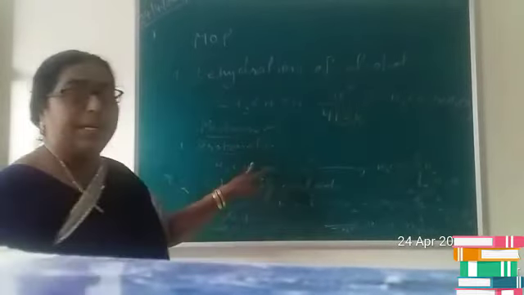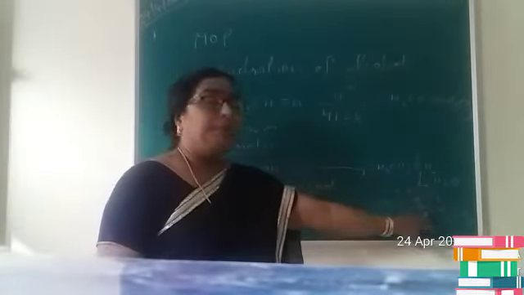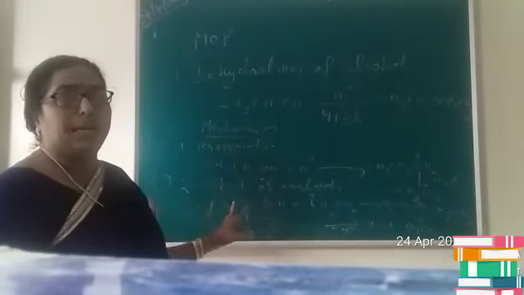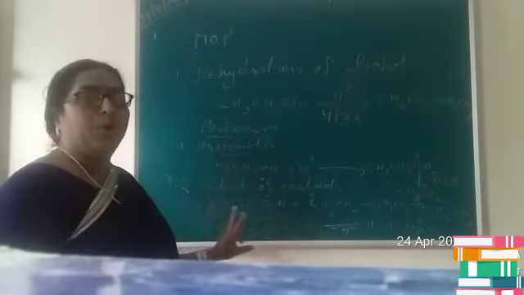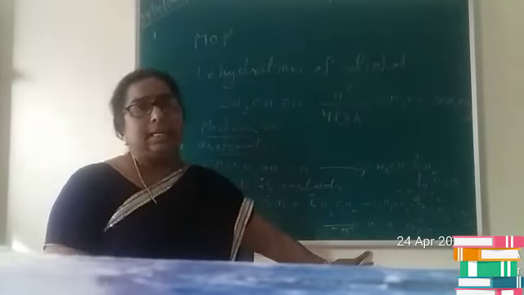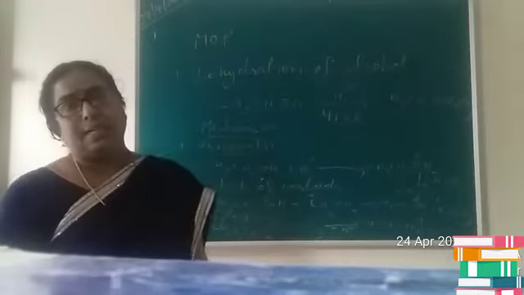In the first step, protonation of alcohol results in the formation of carbocation. Second step, attack of carbocation, and third step, deprotonation, which results in the formation of ether. Is it clear, children? The remaining methods we will study in the next period.